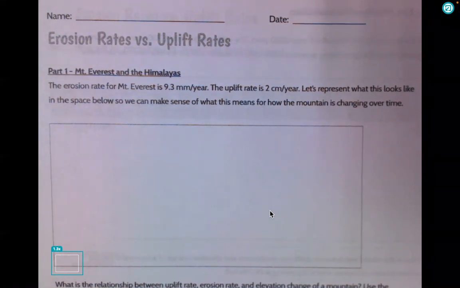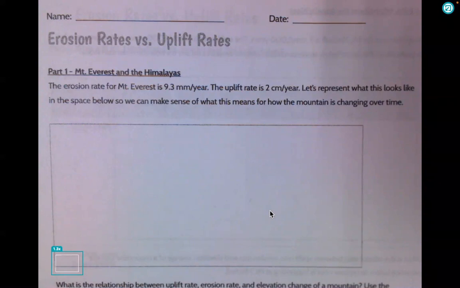And then on the bottom of the first page, the second page, and the fourth page, I'm going to let you work on some questions there based on what we did. So we'll start off here. First one, erosion rates versus uplift rates. It says part 1, Mount Everest and Himalayas.